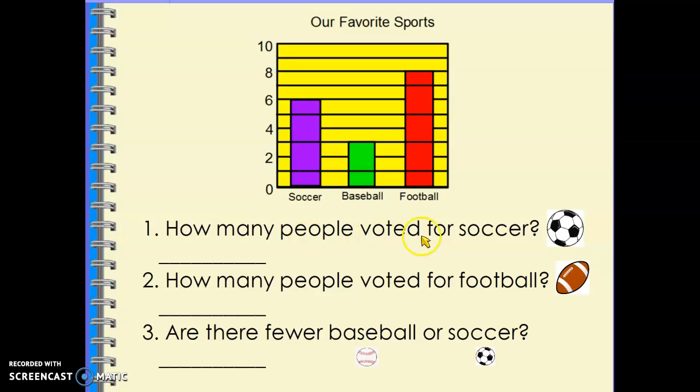How many people voted for soccer? So I would go over here, see soccer, 6. 6 people voted for soccer.